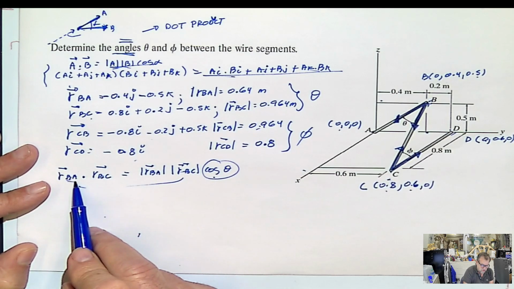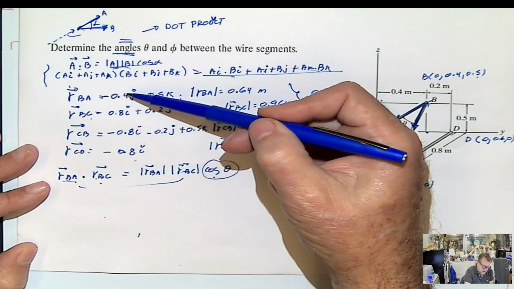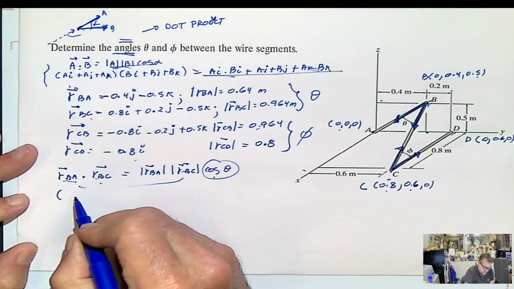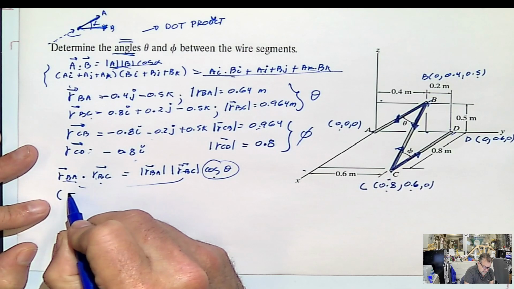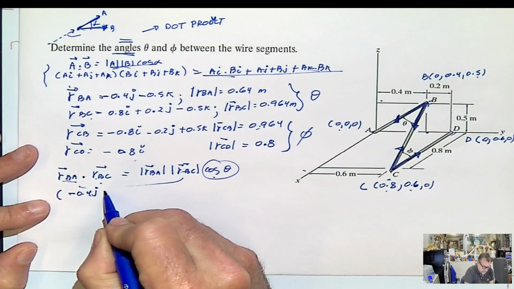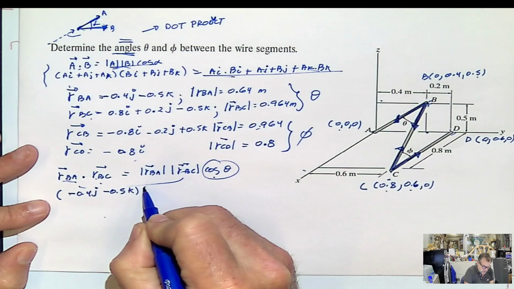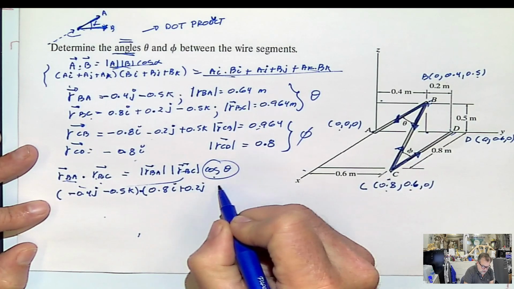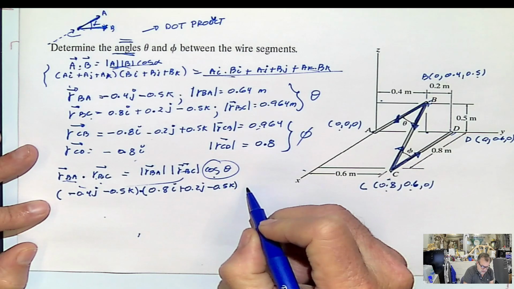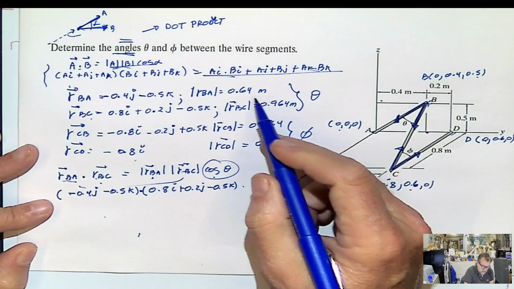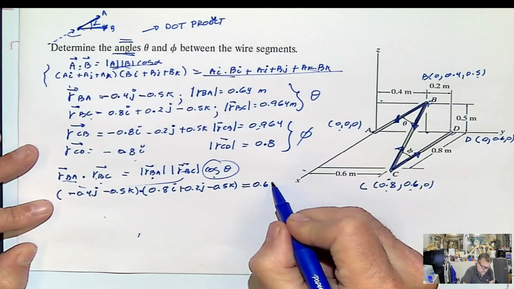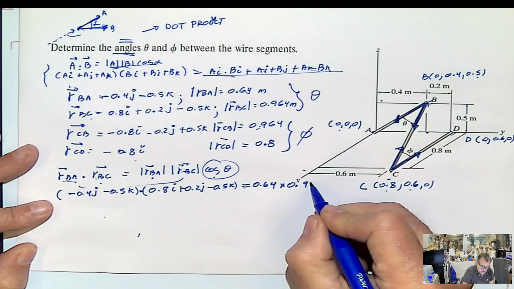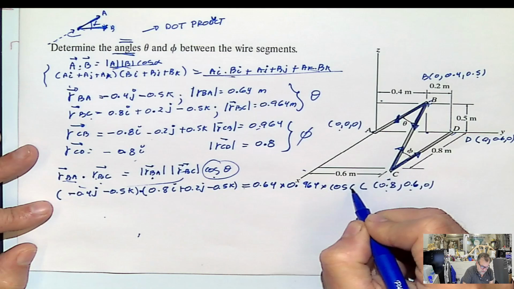What is this definition? That definition will be this: i times i, j times j. I'm going to put the first one by steps. So RBA is negative 0.4 j minus 0.5 k, dot multiplied by BC, 0.8i plus 0.2j minus 0.5k. And that has to be equal to what? Magnitude of BA, 0.64, magnitude of BC, 0.964, times cosine of the angle.